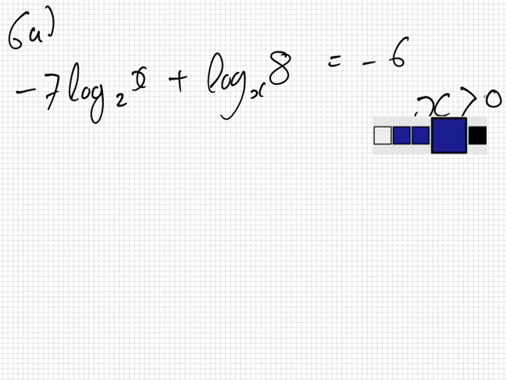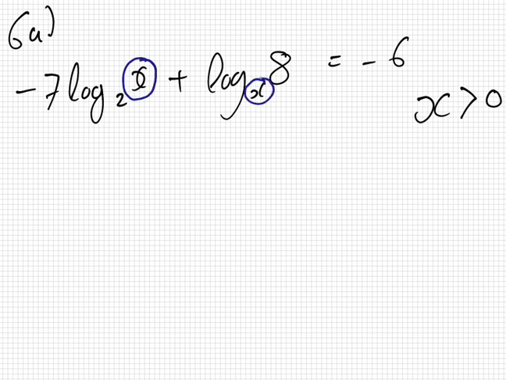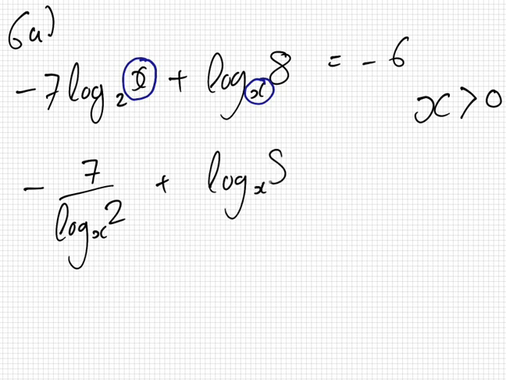Okay. Now, the first problem is you can see that the x is in the argument and the x is in the base. This is bad. We should swap them. We should have them both at the same place. So we could swap these and put the x down in the base, or we could swap these and put the 8 down in the base. I would choose to swap these. Minus 7 over log x2 plus log x8 equals minus 6.